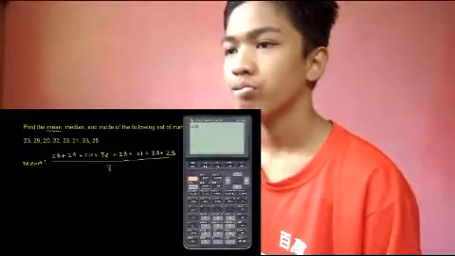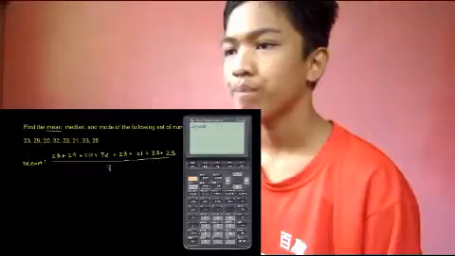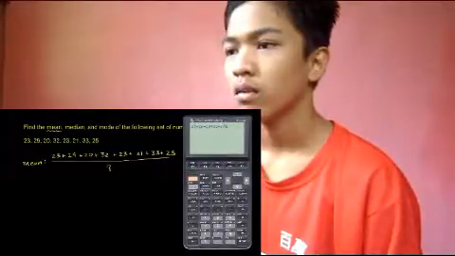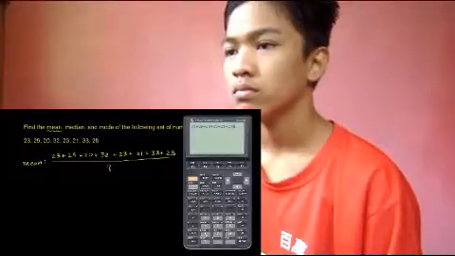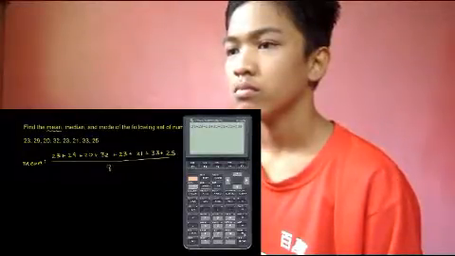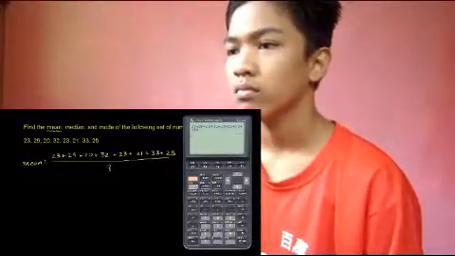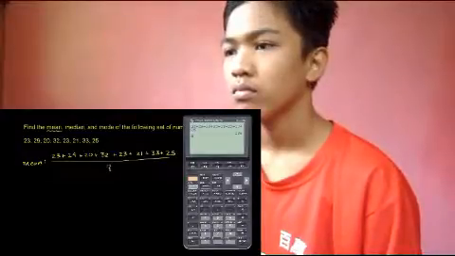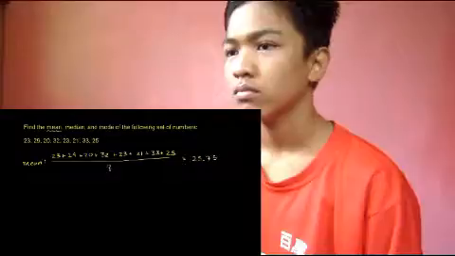So we have 23 plus 29 plus 20 plus 32 plus 23 plus 21 plus 33 plus 25. So the sum of all the numbers is 206, and then we want to divide 206 by 8. So if I say 206 divided by 8 gets us 25.75. So the mean is equal to 25.75. So this is one way to kind of measure the center, the central tendency.